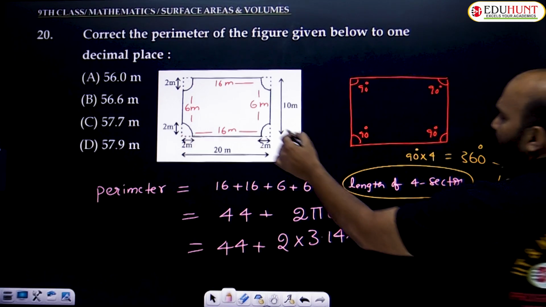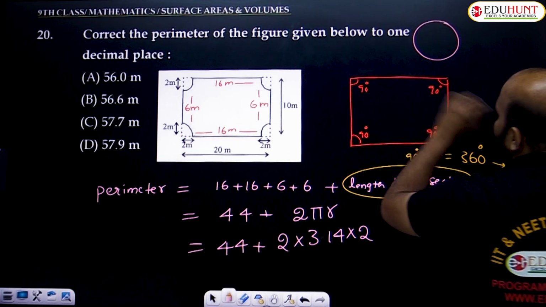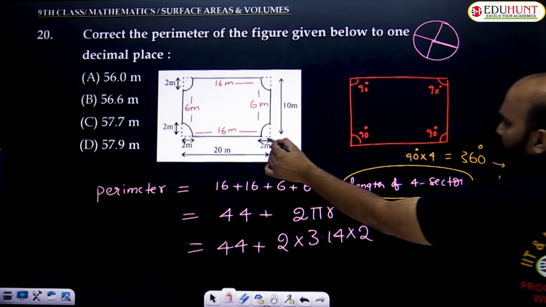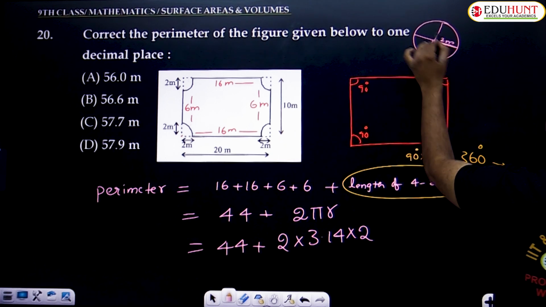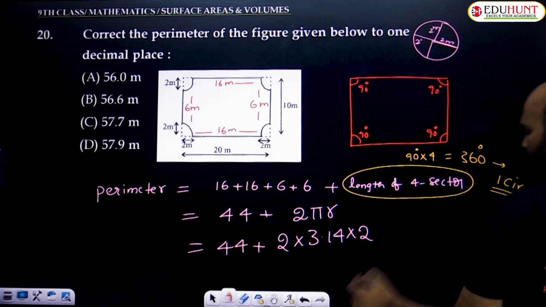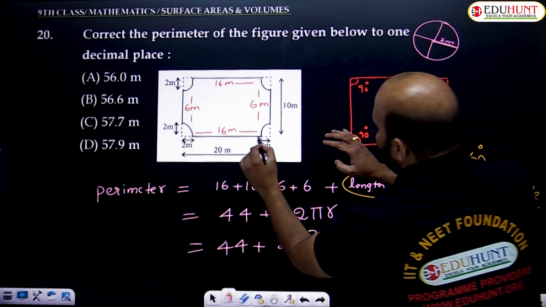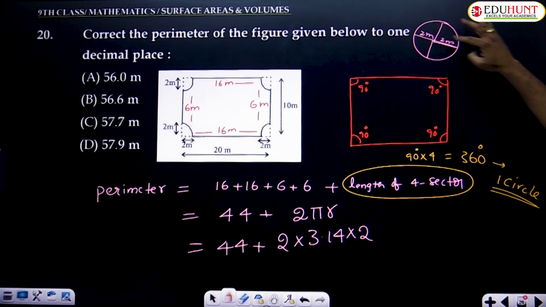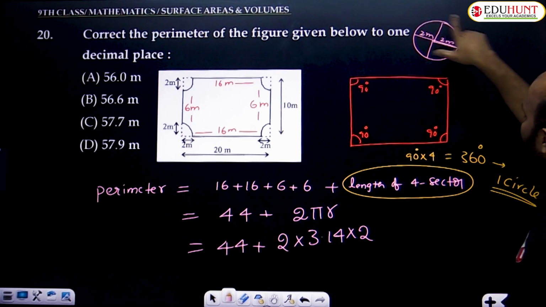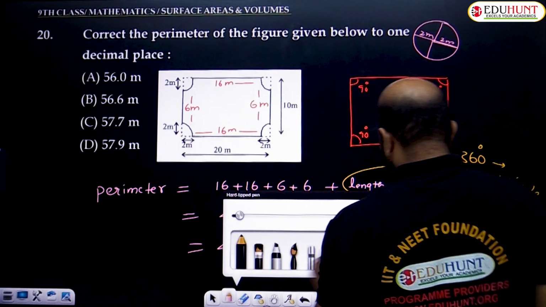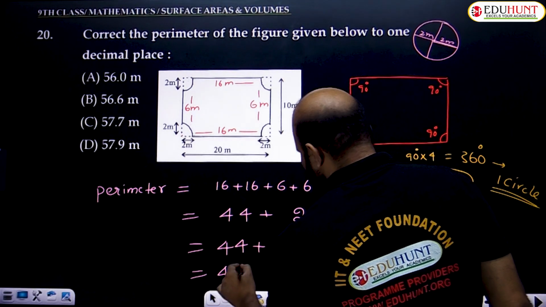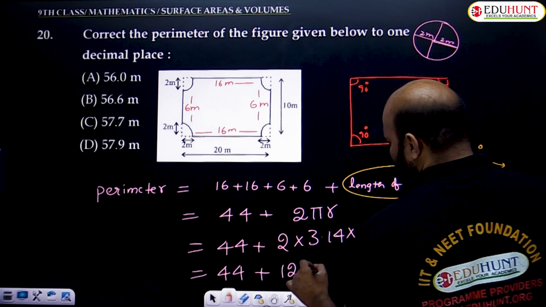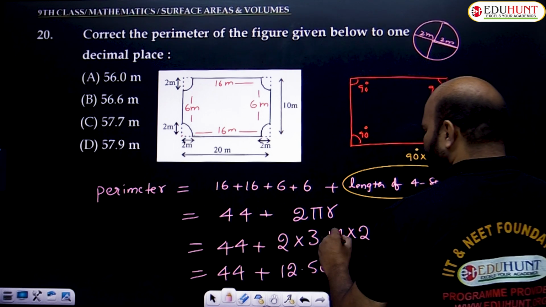Am I clear? So if the 4 sectors are added, this is called the radius. The radius is already mentioned as 2 meters, it is also 2 meters, 2 meters and 2 meters. So 4 sectors, each radius 2 meters. If the 4 sectors are added, they make a circle, and the circle radius is also 2 meters. So what is the final answer? 44 plus 2 into 2, 4, 4 into 3.14 value, 12.56.